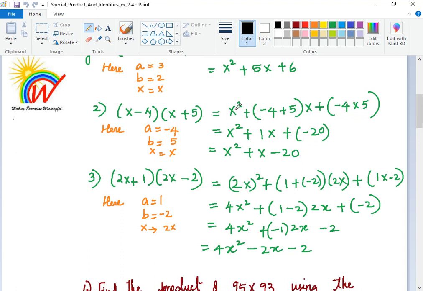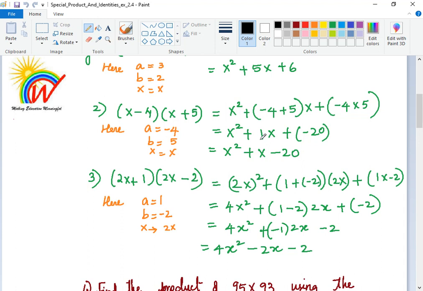So now if you use the formula again, you are going to get x square plus a plus b. Instead of that, you are going to write minus 4 plus 5 of x, and then a into b is going to be minus 4 into 5. So this is going to be x square plus 5 minus 4 is 1x, and then plus 4 into 5 is 20, and there's a minus sign, so minus 20. So this could be rewritten as x square plus x. We don't have to write 1 again; 1 is not needed. You can just leave it as x. So x square plus x minus 20.